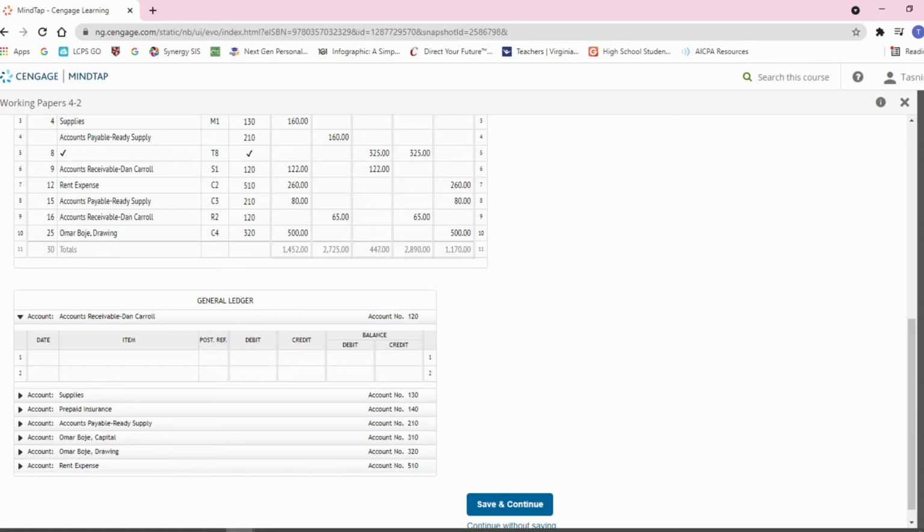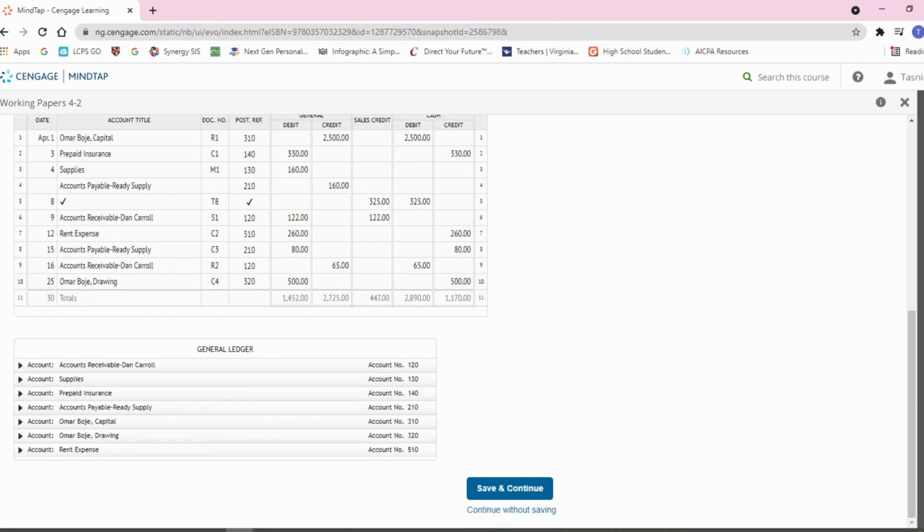So accounts receivable, April 9th, we received money from Dan Carroll. So leave the item blank, and that is page 1. And for how much? $122. We're going to debit, and then our balance, we're going to debit for the $122 as well. So we have another transaction incoming on the 16th. So let's just wait and let's move on to the next transaction.